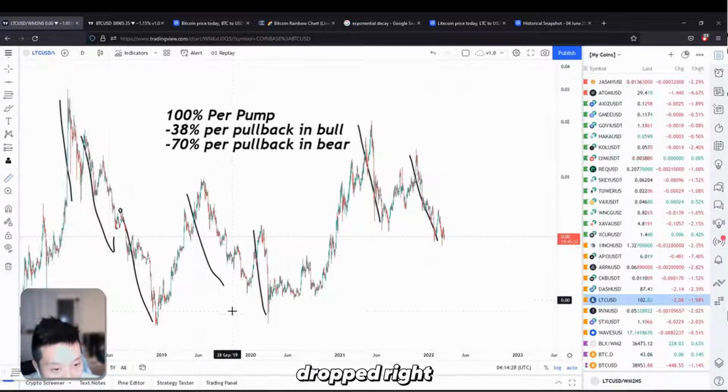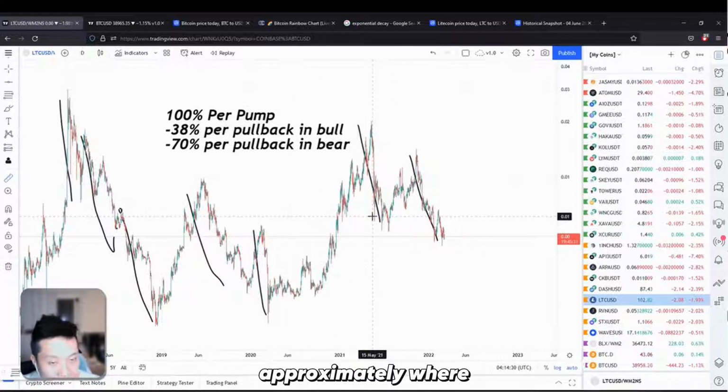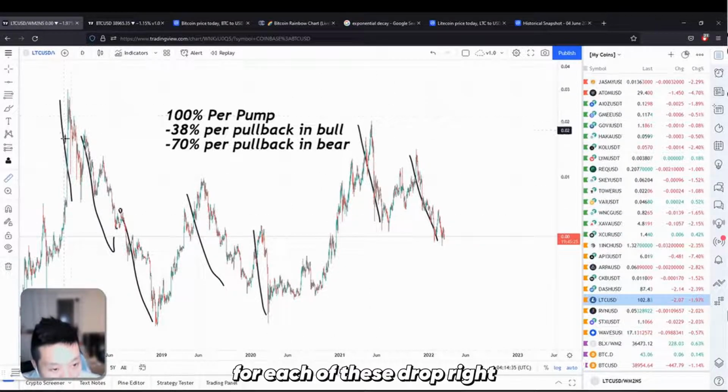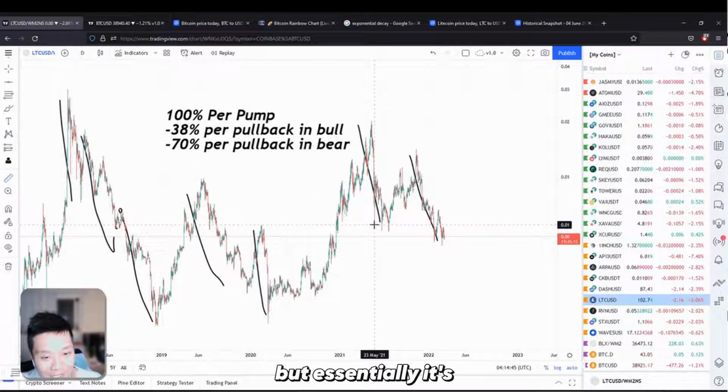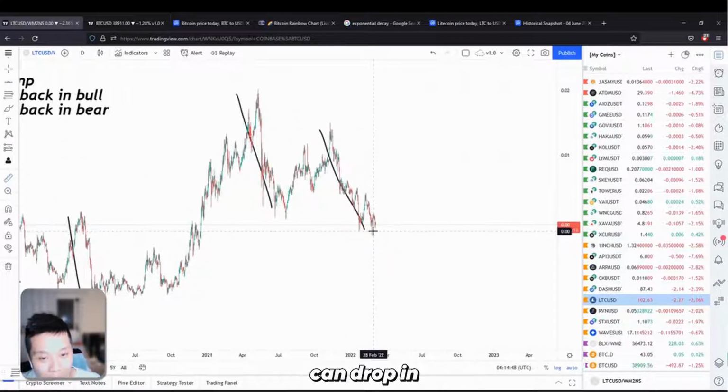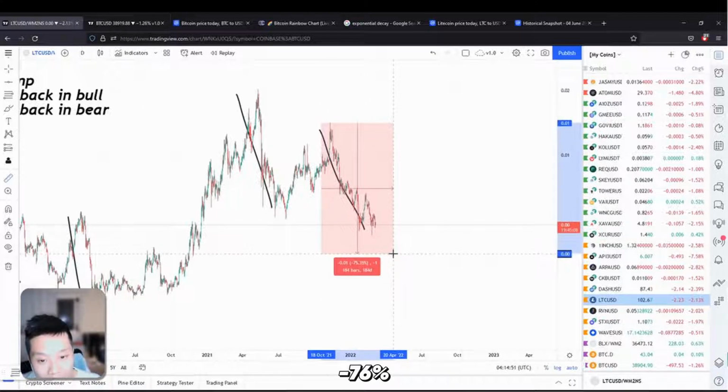So remember all of these drops? Approximately where did it pull back around, for each of these drops? Around negative 7%. What was the most that you saw it drop by? 81, I think. No, 76. Just try to pay attention. But essentially the most that Litecoin can drop in two scenarios is 76. So 76 would be right here.